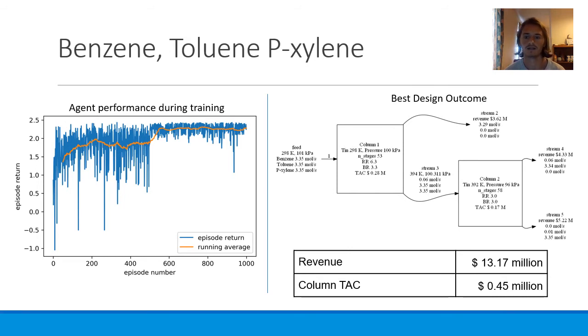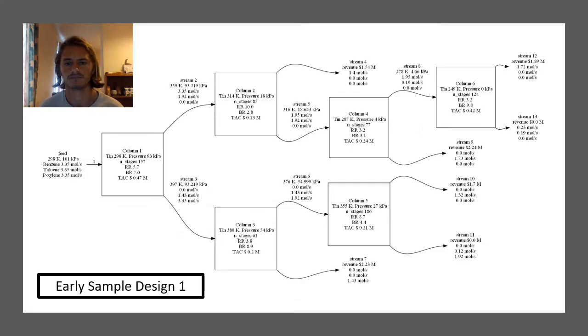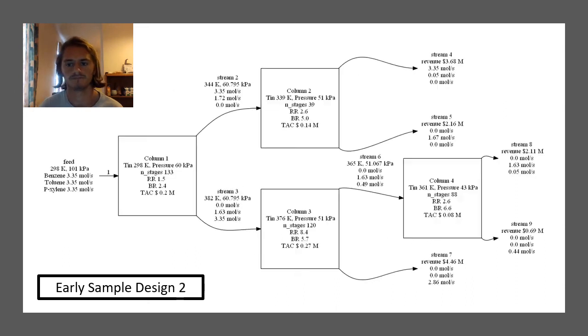Then on the right-hand side, we have the best design outcome, which has a much higher total revenue than column cost. To better understand this BFD on the right-hand side, I think the easiest way to see the agent learning is to take samples of the best designs that were produced throughout the training period. So let's step through some of those. We can see in the early designs, the agent is using far more columns, which results in a higher TAC, and the recovery is lower than the best design. Then throughout the training, the agent designs distillation trains with fewer and fewer columns.